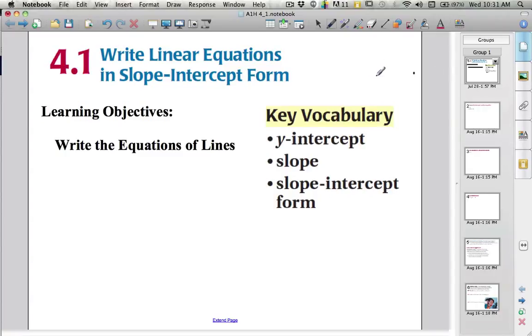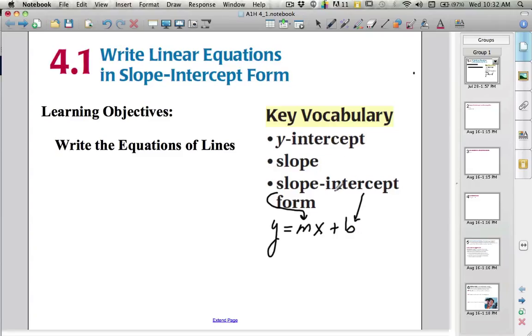In section 4.1, we want to work on writing linear equations in slope-intercept form. And remember, naturally, then we need to know what slope-intercept form is, and that is y is equal to m, which is the slope, times x plus b, which is the y-intercept. So b is the intercept, and m is the slope. And it's a very useful form for us to work with, partly because it's so easy to graph and it's easy to see what's going on with the equation by examining the slope and the intercept.